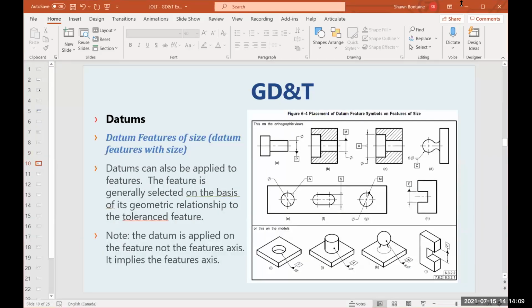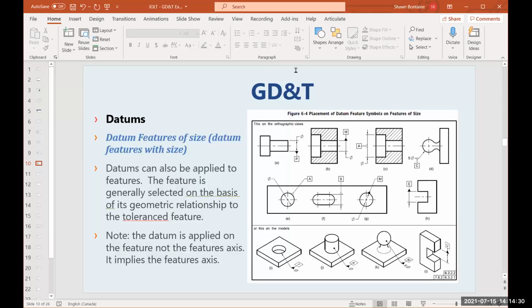Datum features of size. When we apply datums to features of size, datums can also be applied to those features of size. The feature is generally selected on the basis of its geometric relationship to the toleranced feature. Note the datum is applied on the feature, not the feature's axis. It implies the feature's axis.